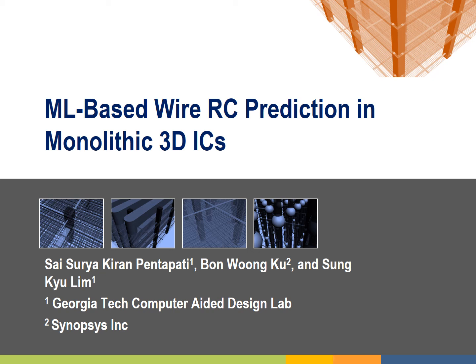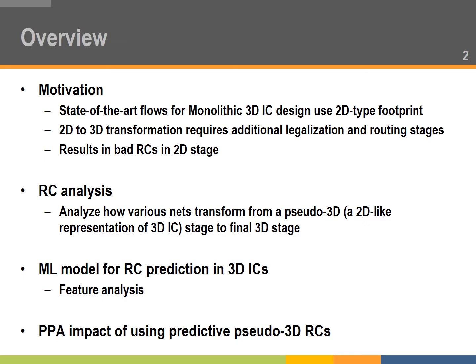In this video, I'll be presenting a summary of my work on machine learning based wire RC predictions for monolithic 3D ICs. State-of-the-art flows for monolithic 3D ICs use a 2D type footprint that is compatible with commercial tools to optimize the 3D IC. Specifically, the 3D transformation of the 2D type designs requires additional legalization and routing stages, and this leads to a RC discrepancy between the 2D and 3D stages.